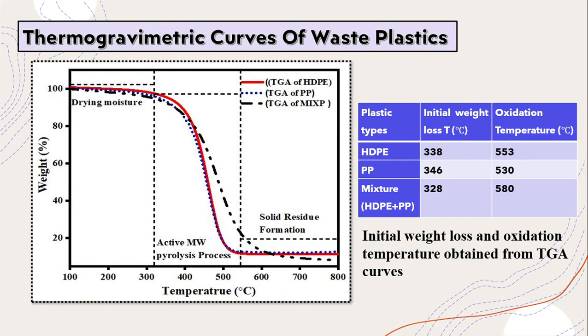Here are the thermogravimetric curves of plastic waste. Thermogravimetric analysis, also called TGA, is an analytical technique that measures the weight change that occurs as a sample is heated at a constant rate, and is used to measure a material's thermal stability and percentage of volatile compounds. Here are the plastic types: initial weight loss for high density is 338 and oxidation temperature is 553. For PP it is 346 initial weight loss and oxidation temperature 530. For the mixture, 328 is the initial loss and 580 the oxidation temperature.